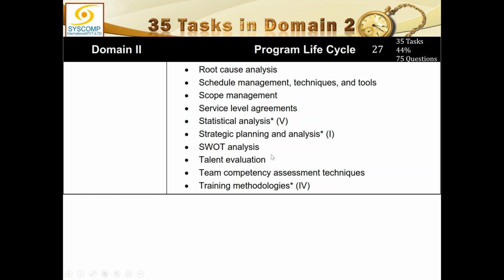Strategic planning and analysis, SWOT analysis, talent evaluation, team competency assessment and techniques, and training methodologies. All of these tools are to be understood by you. I do agree that some of these tools you might not have ever used, and that is okay. There is no problem with it. If you have not used it, you have at least to learn what it is and how it is used. When you are attempting the exam, you should be able to at least answer the questions. And naturally, you should try to learn the missing details.